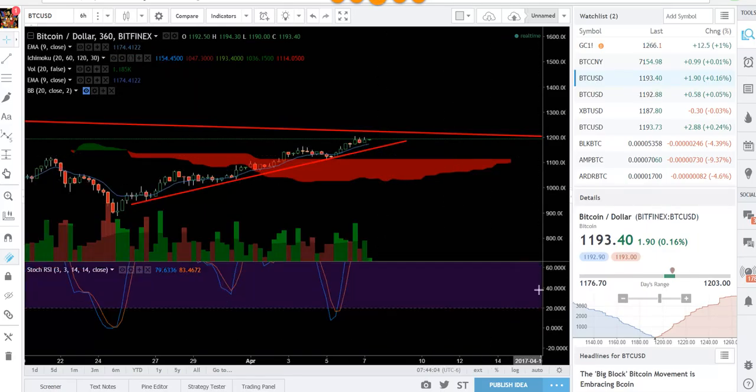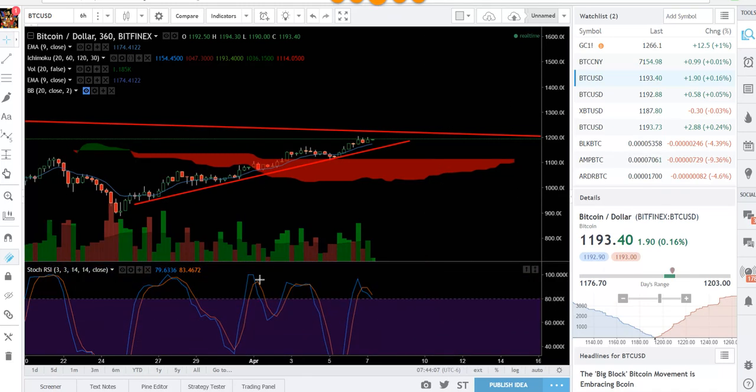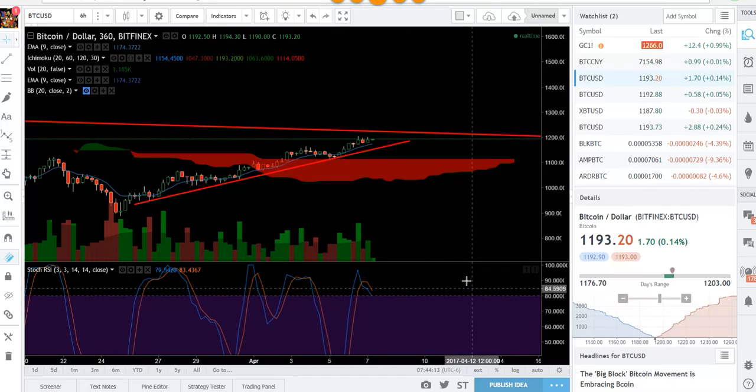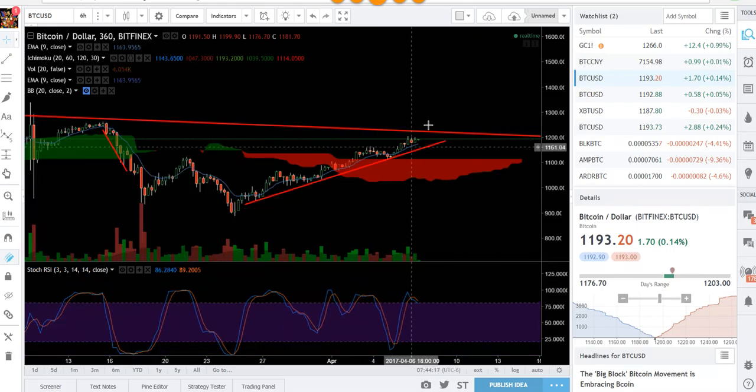And look, the 6 hour is already even doing it here. That doesn't mean that the 6 hour won't do something like this, pop back up like this. But it's kind of giving us an indication that we may be getting close. We may be getting close, especially because we're running into these resistance areas.